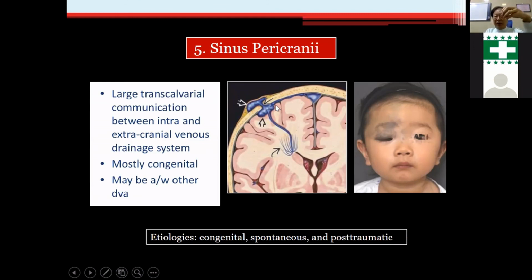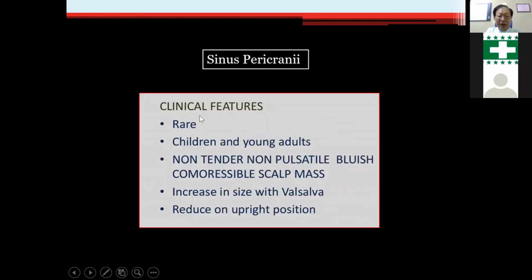And when you press it, it's going to be compressible, no? Because it's a soft vein. And this one you usually see in the parietal region, but in this case, you see it's in the eye. It's in the eye. They are very rare. Young age, it is a bluish, not compressible mass, okay?